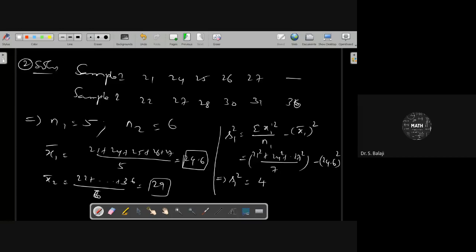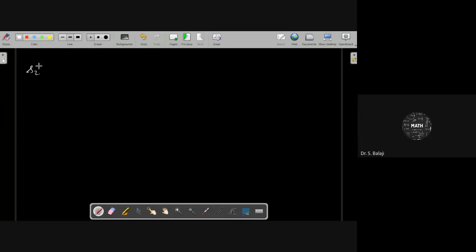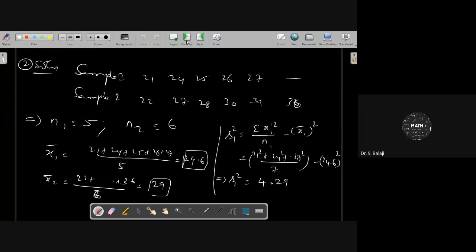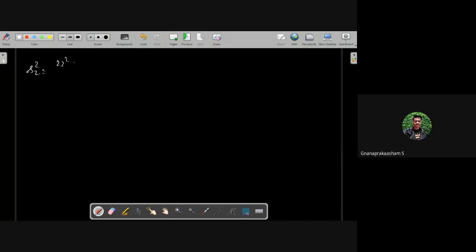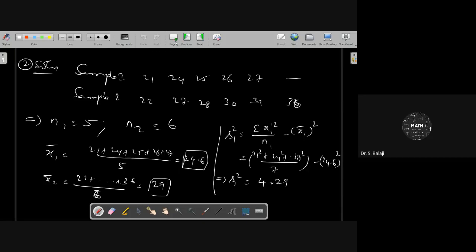4.29. Yes, very good. And similarly, S2 square. 36 by 2, 18. Exactly 18, up to 36 square by 6. This is not 7, this is 6. Previously you used 5 only, not 7. This is 6.